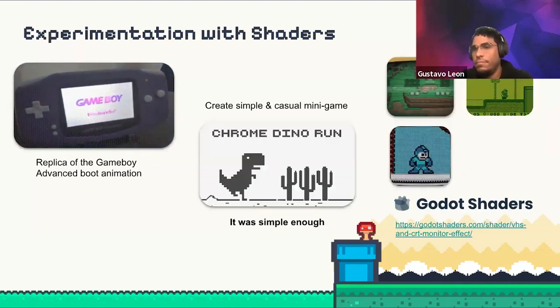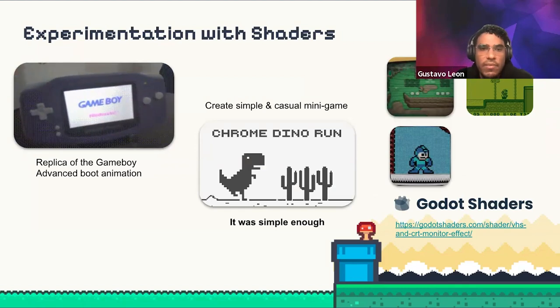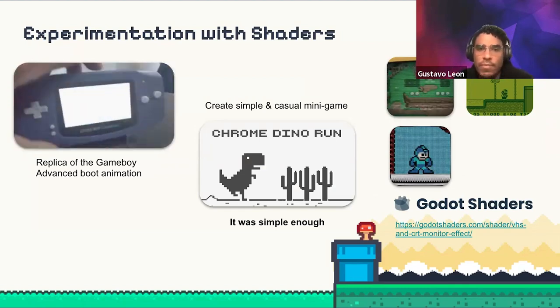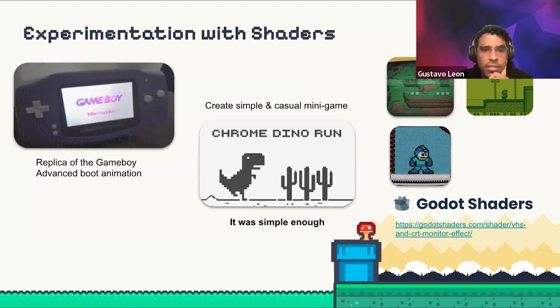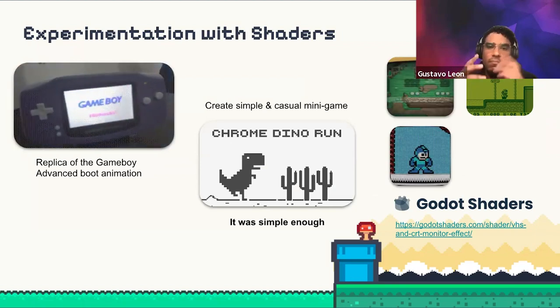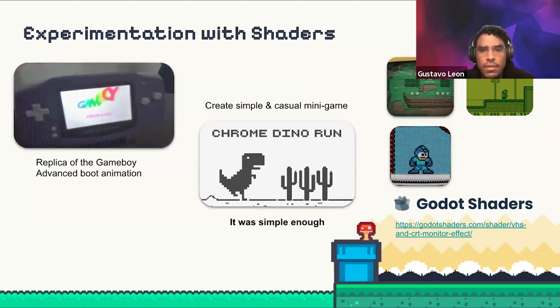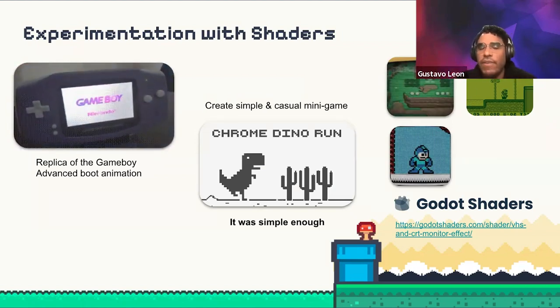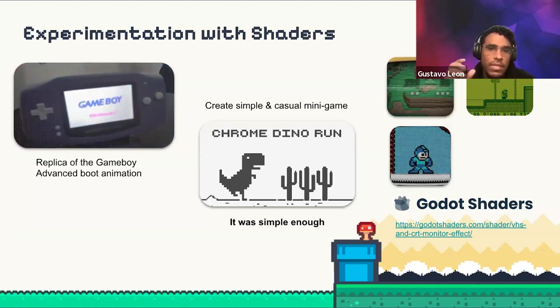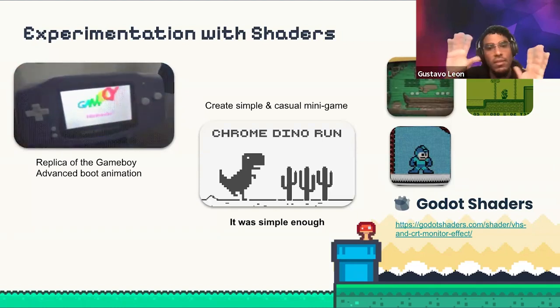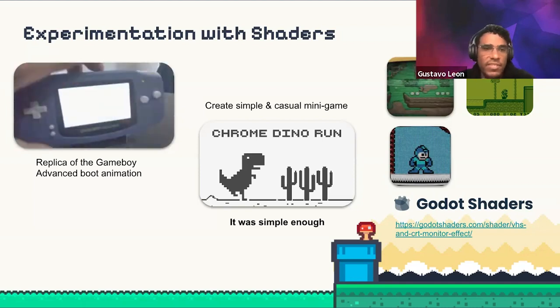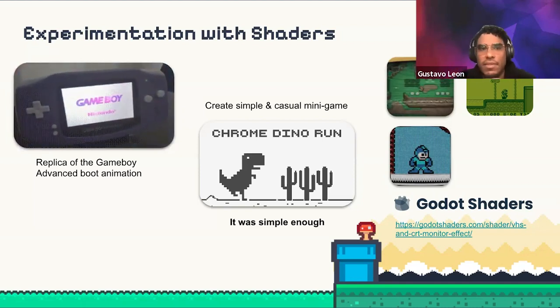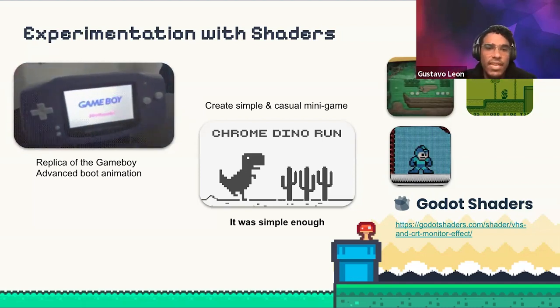The first thing I started creating was a replica of the boot animation of the Game Boy Advance, the handheld console. While playing around with the animation editor, as I said, I was also experimenting with some screen shaders and found some really cool ones that simulate that CRT monitor or old TV effect, like the VCR we had in the 90s. You can check it out here. There's a link also in the description below.